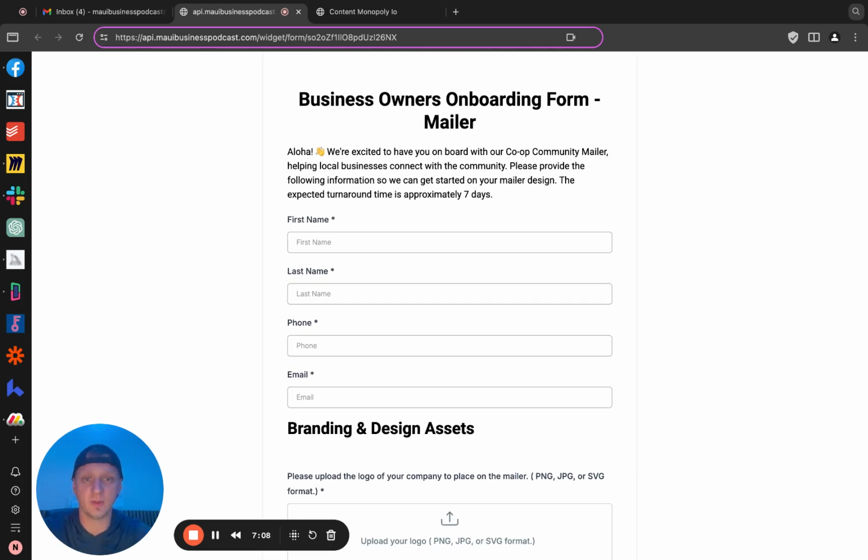Every month I try and get one of these out to the local community. So super important to get this mailer or this onboarding form filled out.